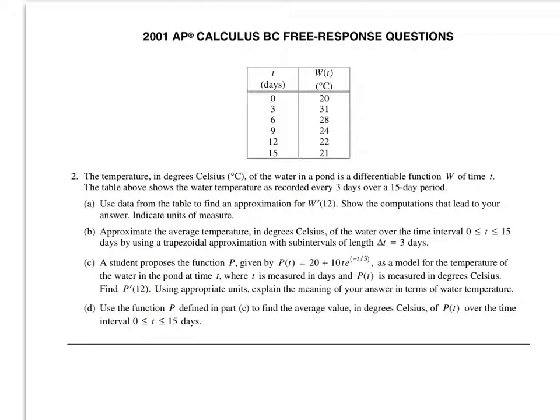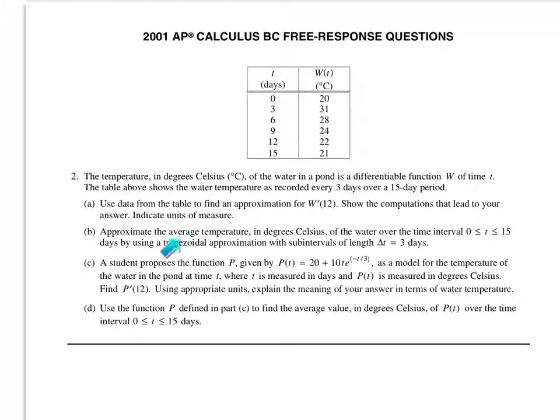Let's now look at an example where we're given some data as opposed to a graph or a function. And this is a problem about water in a pond. And we're given, over the course of 15 days, just 6 temperature readings, and there they are. It's worth remembering that this pond has an infinite number of temperatures if we could use incredibly small time increments, but we're given only 6 specific values.